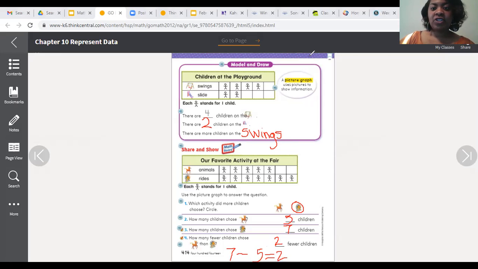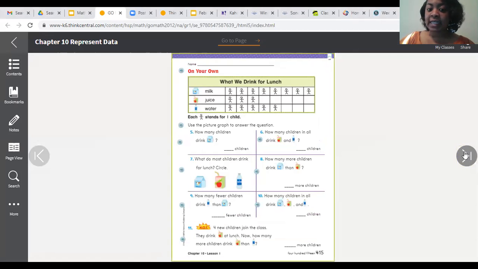So let's look at the page on your own where you can practice. On the next page, on page 414. So you can practice this on your own or with an adult or with an older brother or sister. So on your own, you have the title of your graph, which is what we drink for lunch. You have 3 types of beverages that you can choose from: milk, juice, and water. And remember, this right here, it tells us that each little stick figure stands for one child.